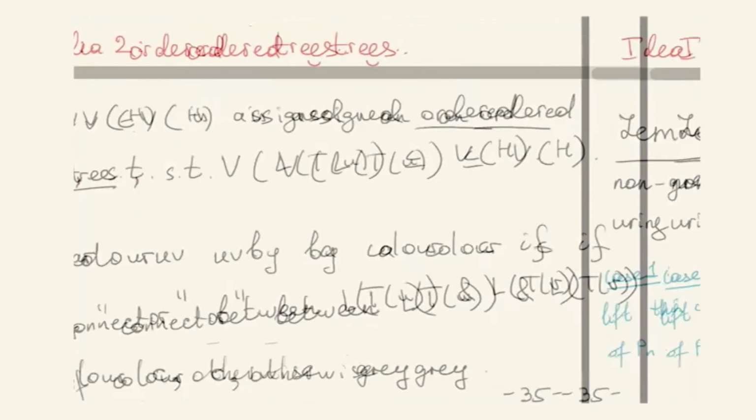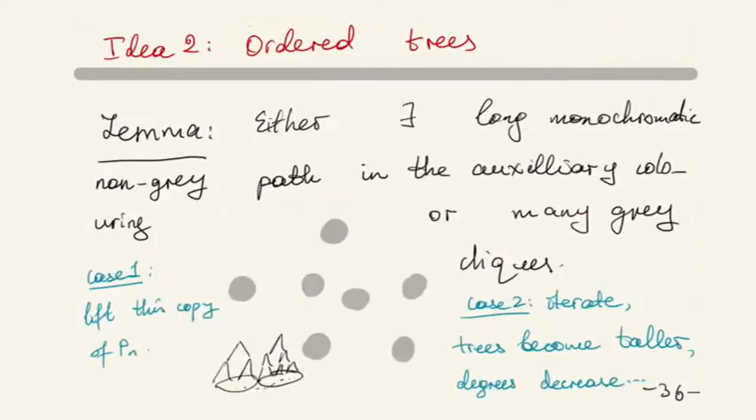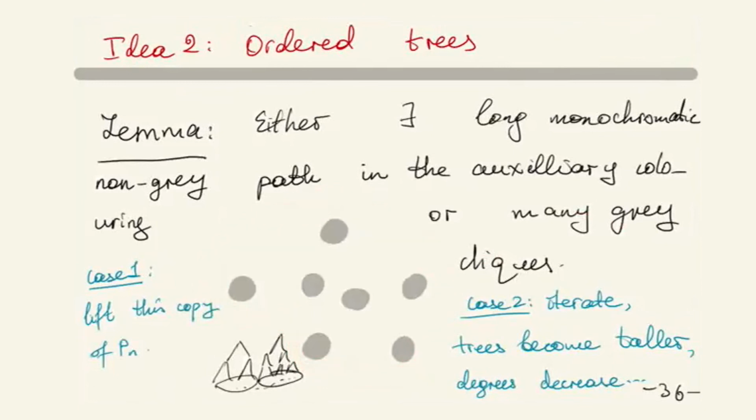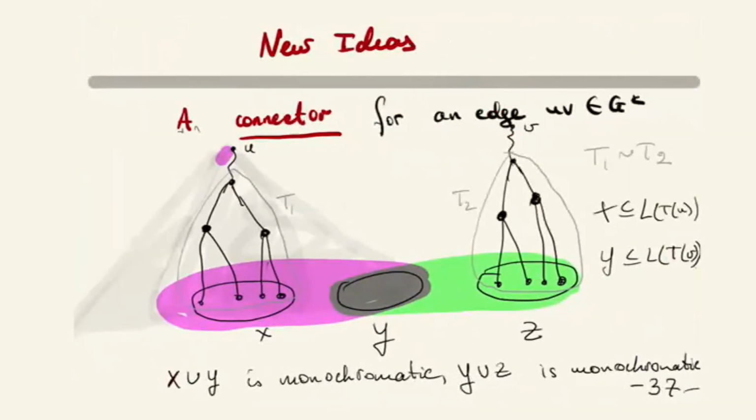And in the other case, when you get this gray monochromatic path, what happens is that you now can make even new trees. And so your trees become taller, but their degrees decrease. And eventually this process has to stop, because you will basically run out of colors. It will be impossible to maintain this property. Okay, so I think that's roughly what I wanted to say.